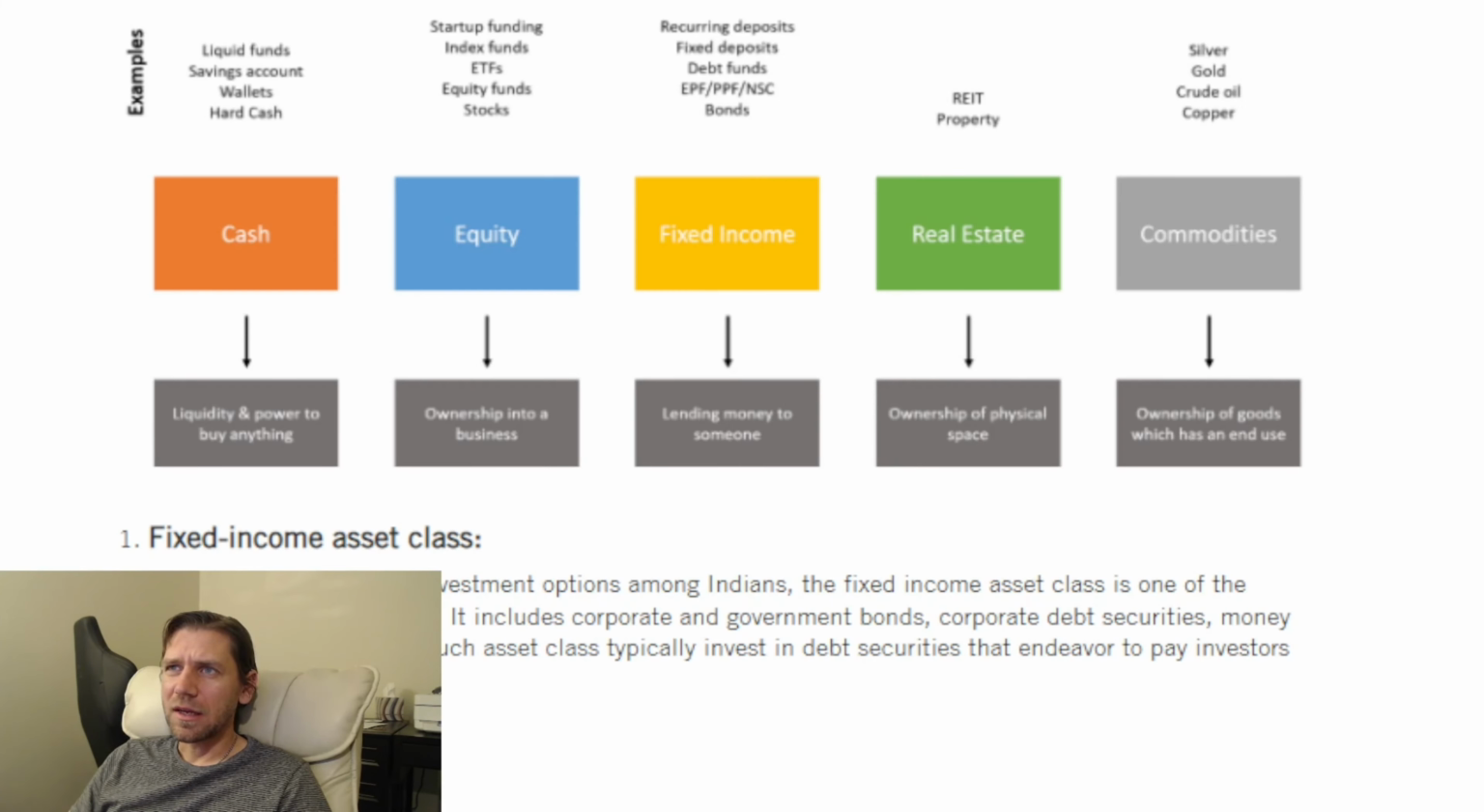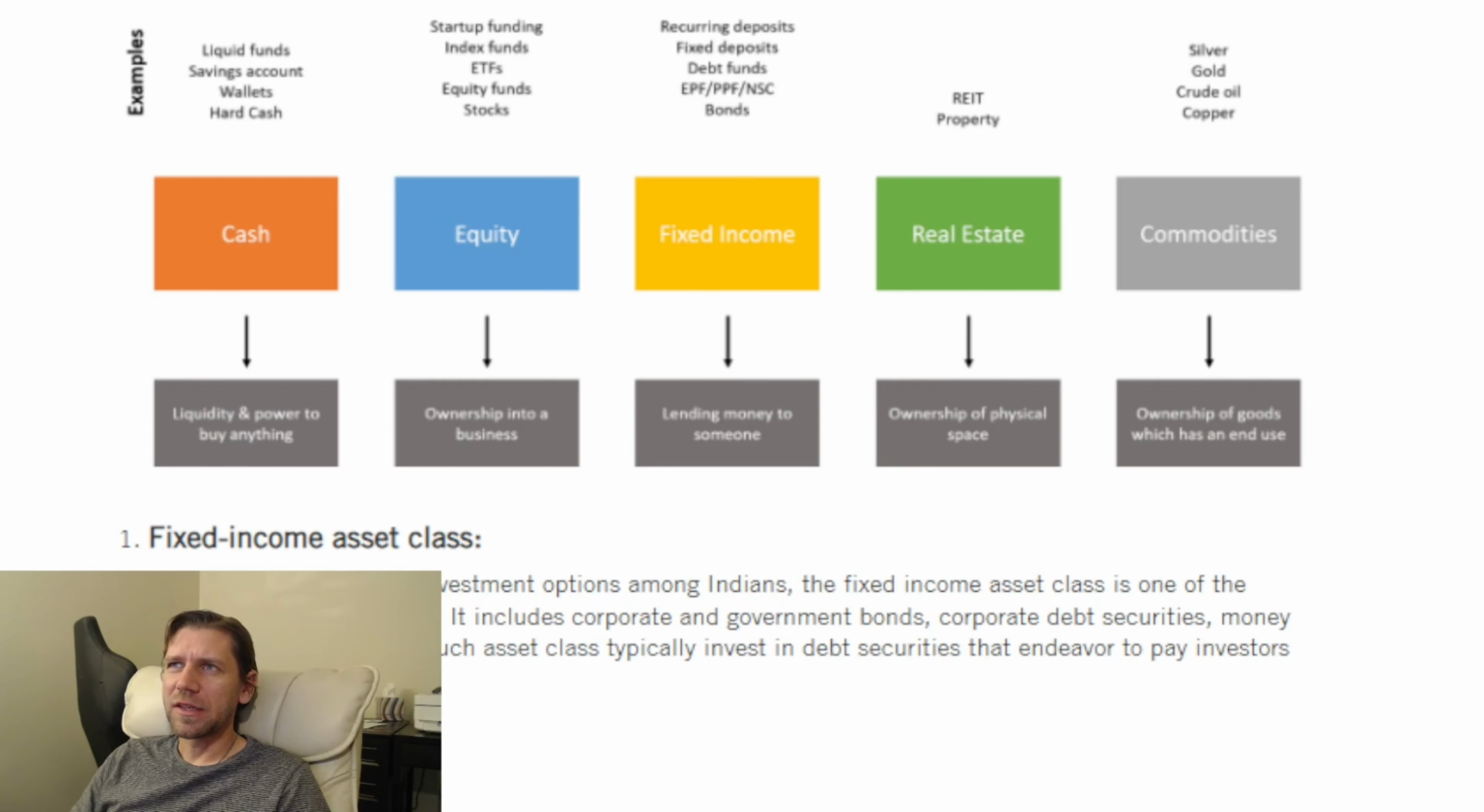The next asset class is equities. So the definition they have here is startup funding, index funds, ETFs, equity funds, and stocks. So those are basically part ownership of businesses, whether it's private or public. You just own a piece of a business. Even if you own your own business, that means you have 100% equity in your own business.